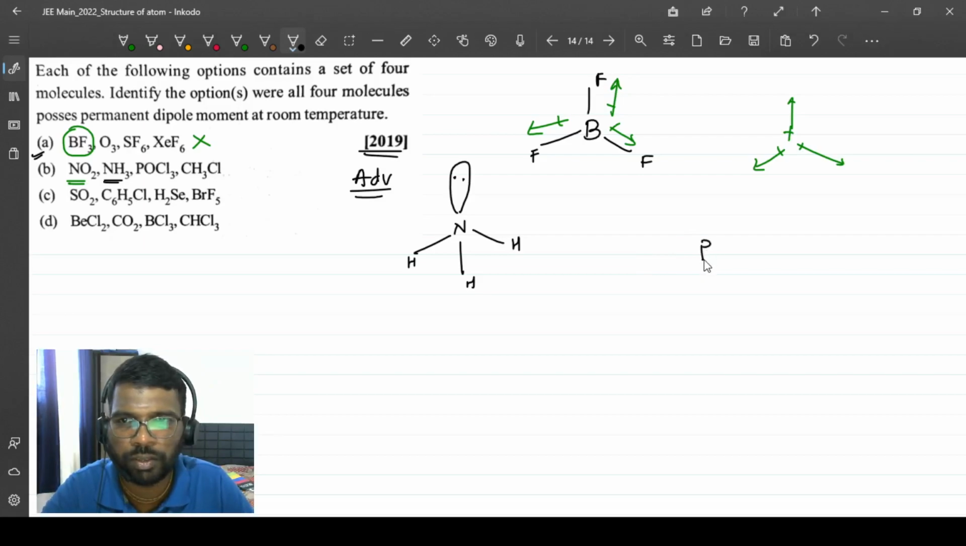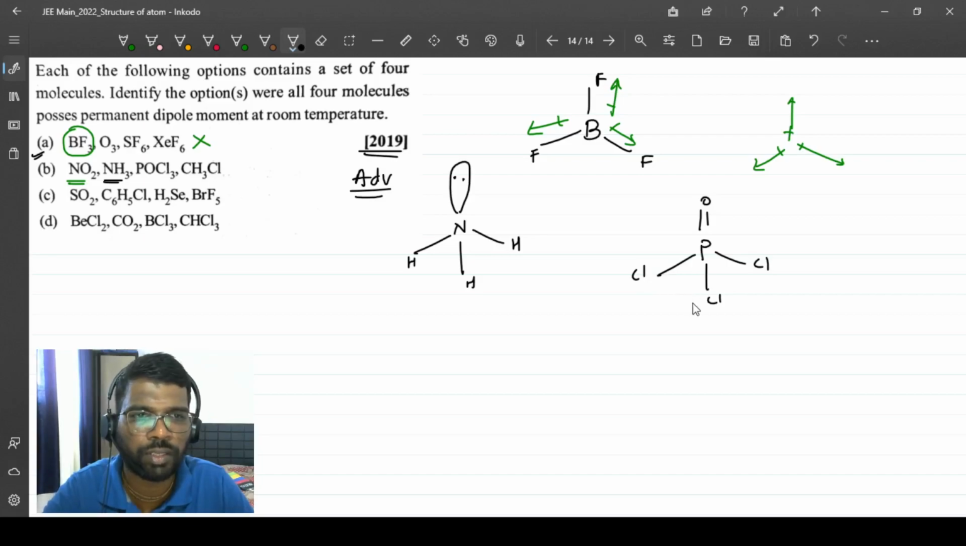POCl3. POCl3, how it looks is phosphorus is having 5 valence electrons. The structure will be this way. You can consider it this way, right? So here also there is no exact cancellation of the dipole. So this will also have a dipole moment.